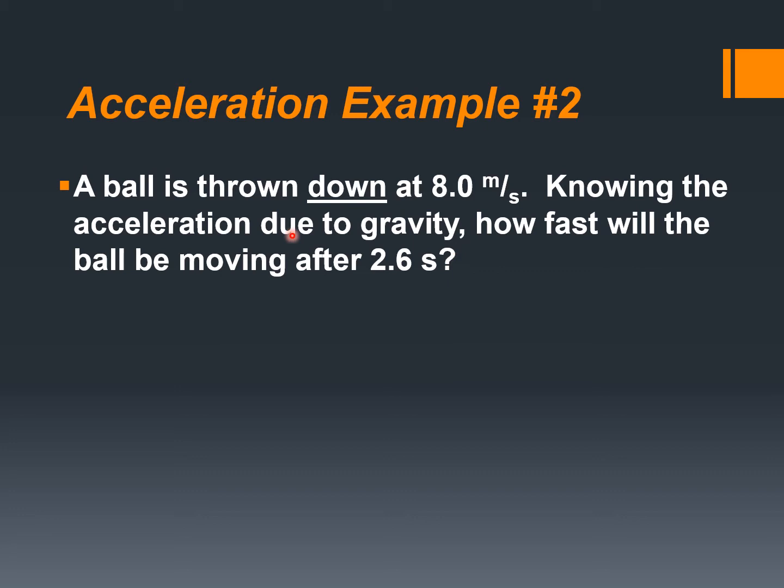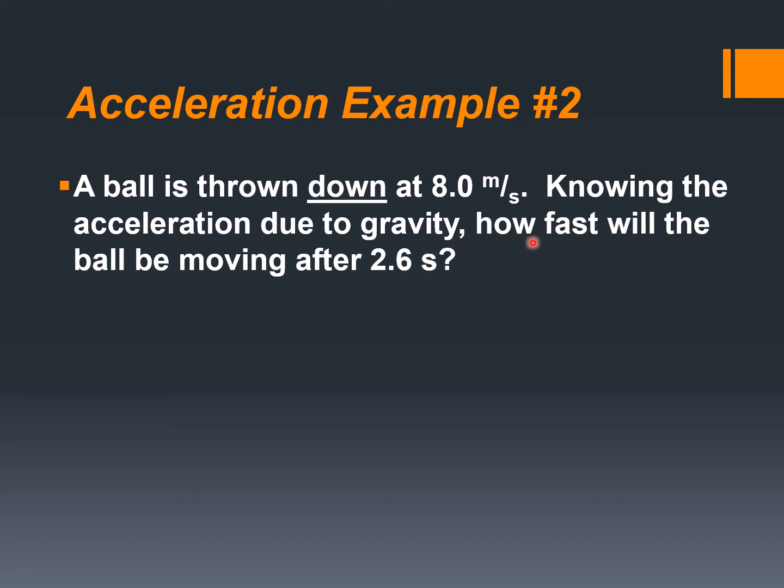The acceleration due to gravity, and now that's a number you're going to have to know off the top of your head for the tests. The acceleration due to gravity is negative 9.8 meters per second squared. I'm not going to give you that on the test. You're going to have to know it. So what equation gets us from what we know to what we need?